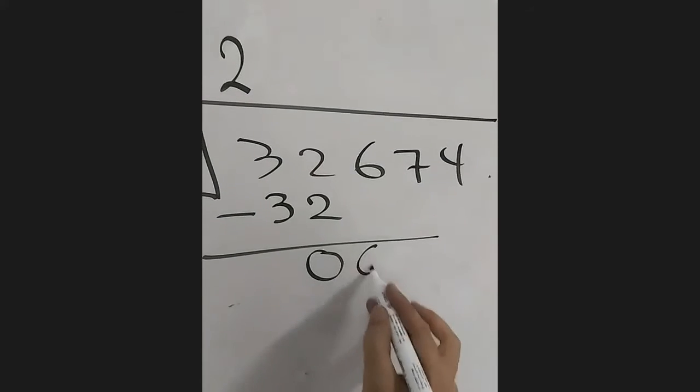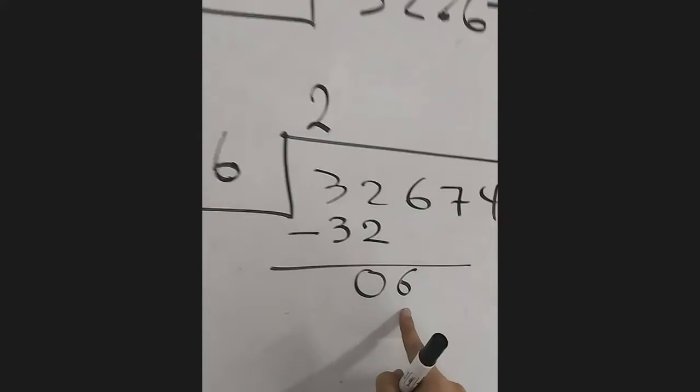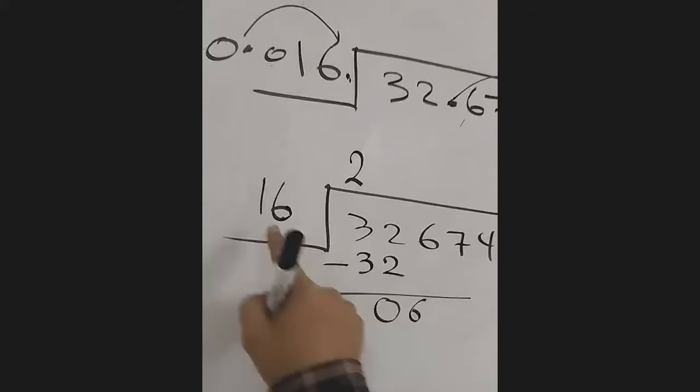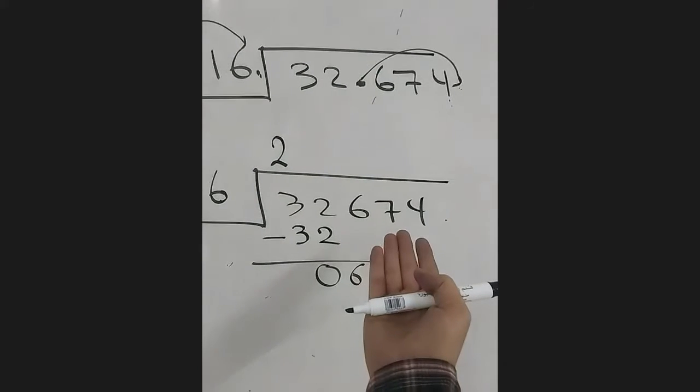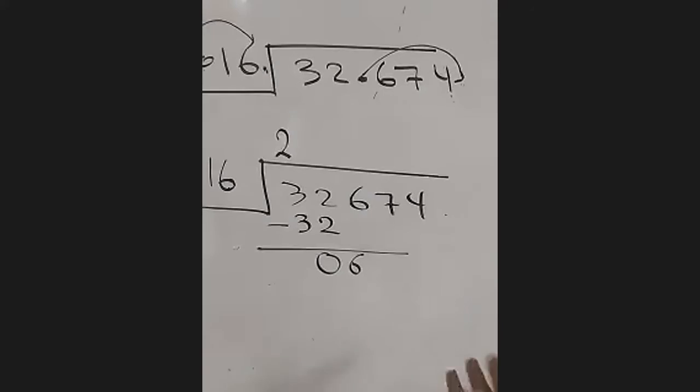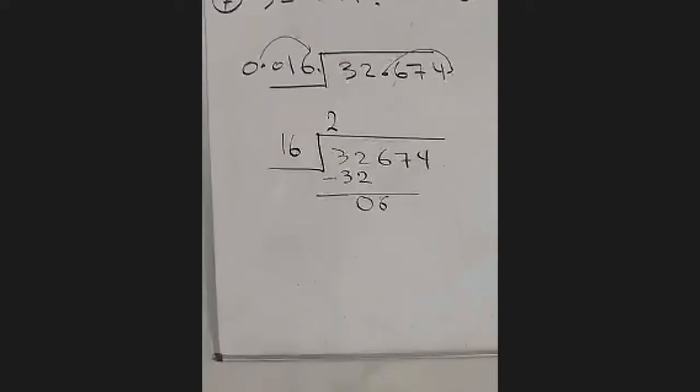Six, bring it down. The 6 is less than 16. In this case, what do we do, guys? We put a decimal? No, we don't put a decimal.